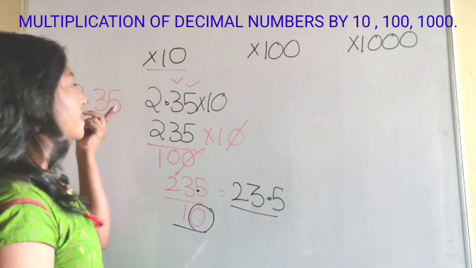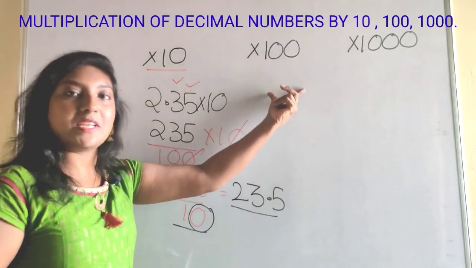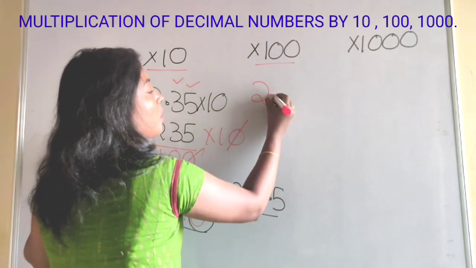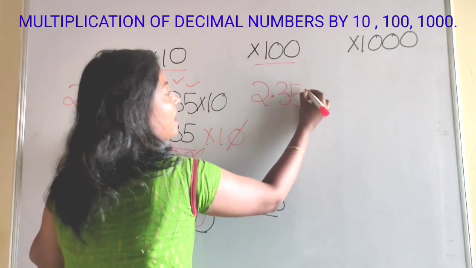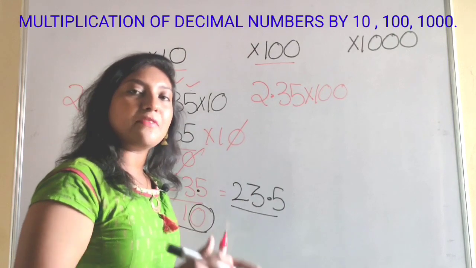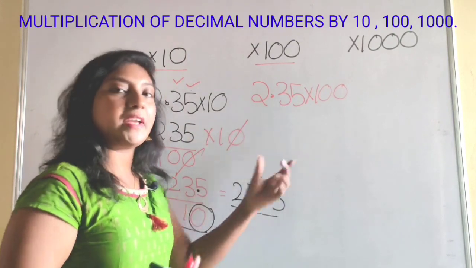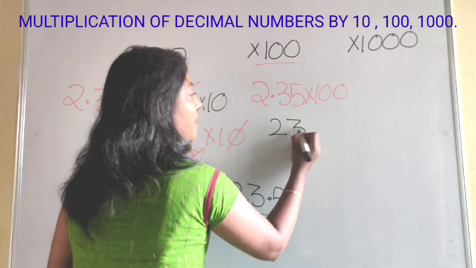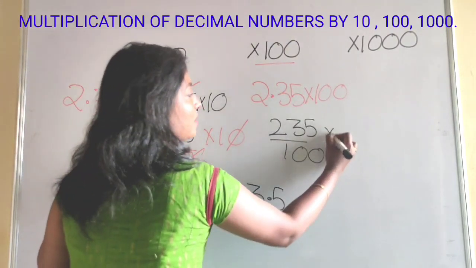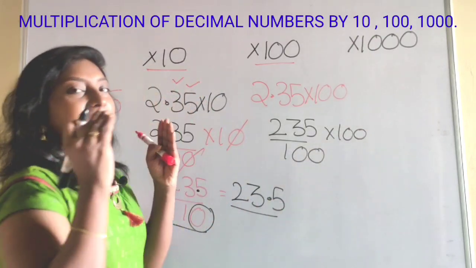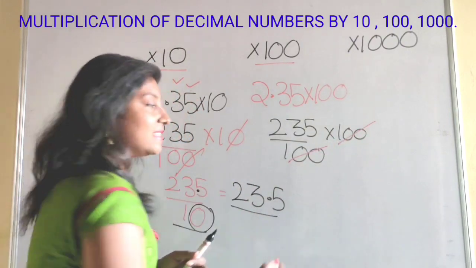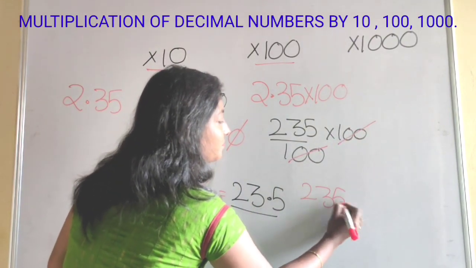Now we are going to see the same example, how we are going to multiply by 100. So now take the number 2.35 and write this. We are going to multiply this by 100. What is the first rule we have to do? Yes, always remove the decimal point. That means 235 by 100, because already we have done here. So multiply by 100. Here we can cancel the zeros. 2 zeros and 2 zeros here. So our answer is 235.